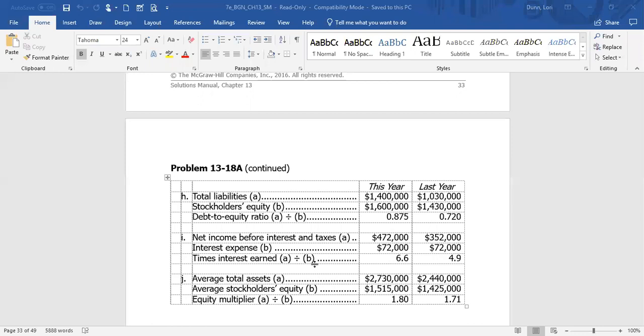Divide that, 1.8 this year, 1.71 last year. And what this tells us is the portion of assets that are financed by the stockholders. So for every dollar in stockholders' equity, there's $1.80 in total assets.